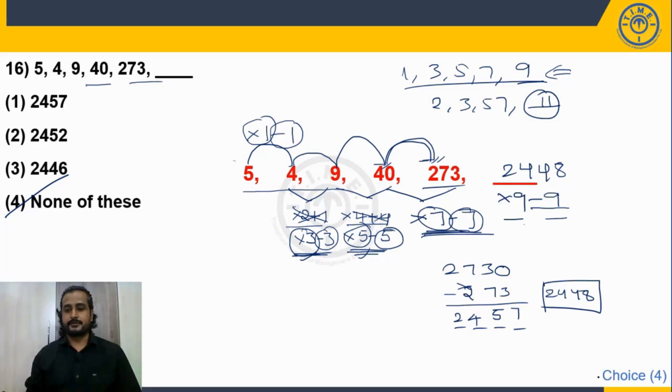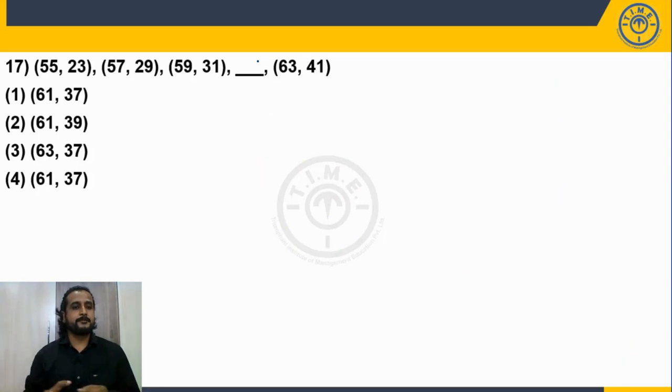Choice 4. Clear? And the logic is multiplied with consecutive odd numbers, as well as subtracted with the consecutive odd numbers. Difference and product combination. Clear? So far we have discussed 4 logics. One is consecutive series, one is difference series, one is product series, and the combination of product and difference. Now let's see the next logic.